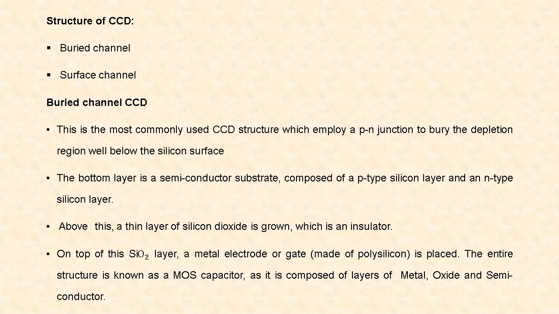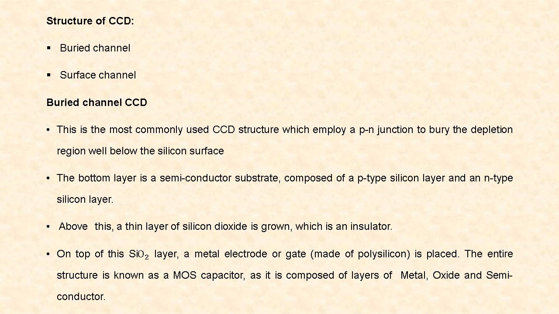Next is the structure of CCD. There are two structures of CCD. First is the buried channel CCD and second is surface channel CCD. First we will see about buried channel CCD. This is the most commonly used CCD structure and it employs a PN junction to bury the depletion region well below the surface. The bottom layer is a semiconductor substrate made of P-type silicon layer and an N-type silicon layer.